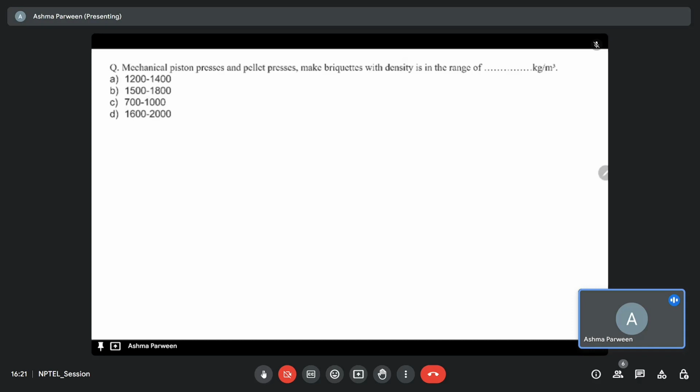So the question is, mechanical piston presses and pellet presses make briquettes with density in the range of. So piston press and pellet press make briquettes. We have to write down what is the density of the briquettes which are formed. Four options are given, so we have to find out which is the correct one. So again, I will give you all 3 minutes. Just take your time and write the correct option in the chat box.